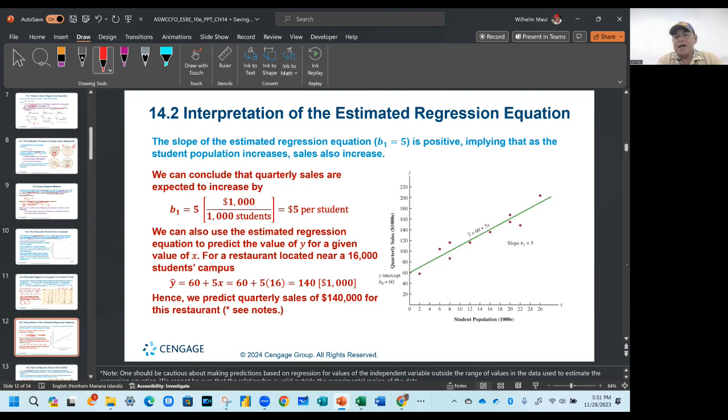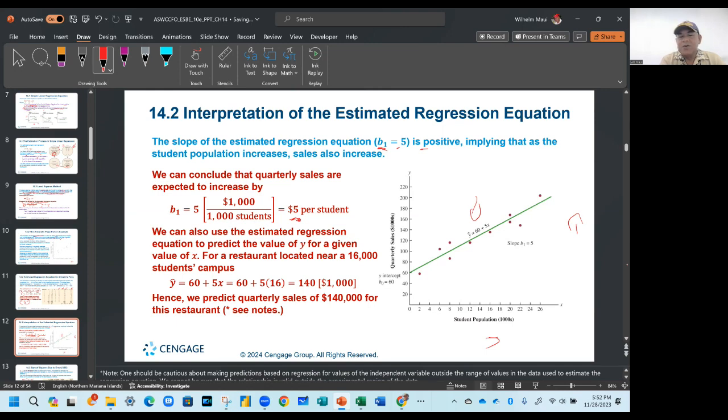The slope of the estimated regression equation, beta 1, which is 5, and note the sign of the coefficient is positive. So it implies that the student population has a positive relationship with the sales, no? As the student population increases, you expect the sales to also increase, right? How much is based on the equation that we've estimated, no? If it's 5, it means $5 per student, right? An increase in sales of $5 per student.